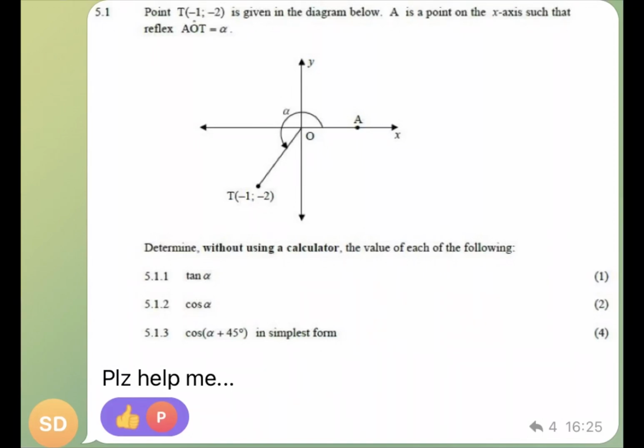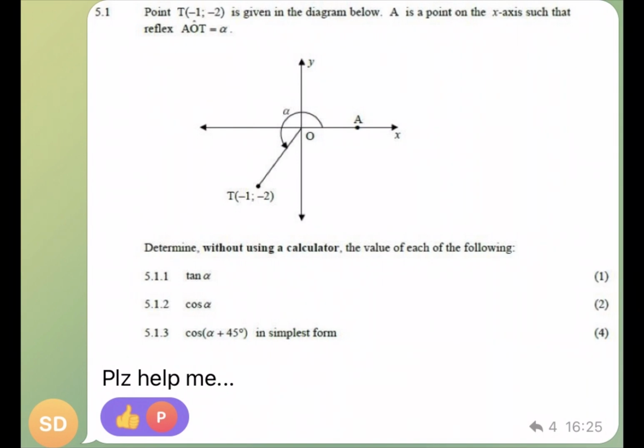This is the question from Sbonga Diara. Thank you for your question. This is a trigonometry question. Sbonga just wants to know how to answer these questions, so let's do that.